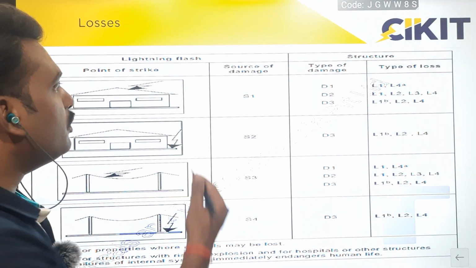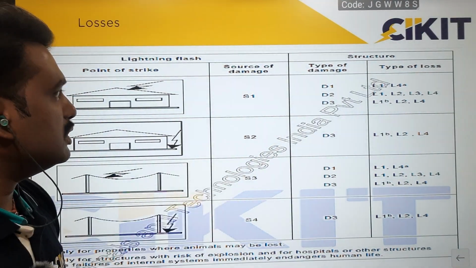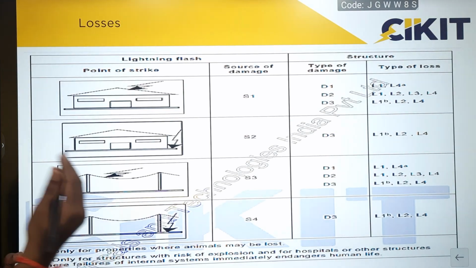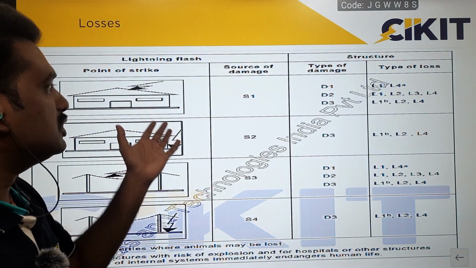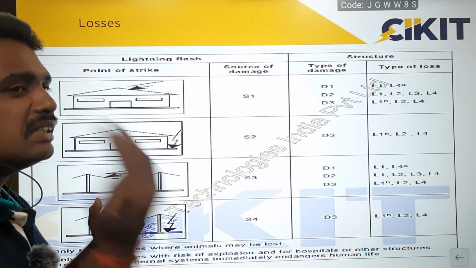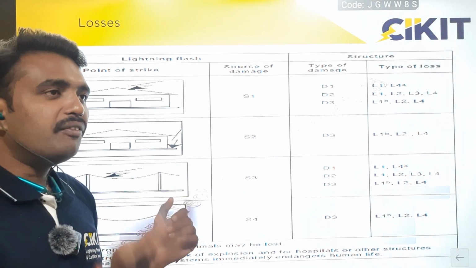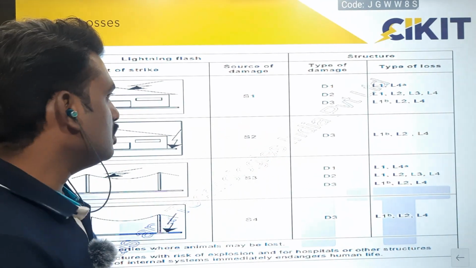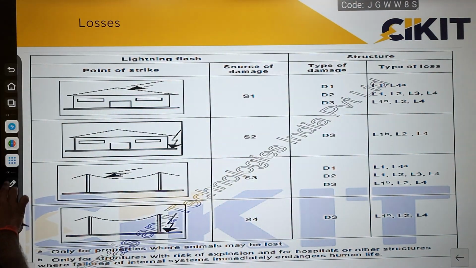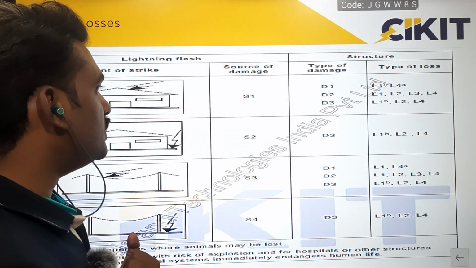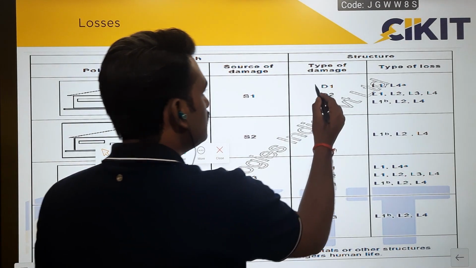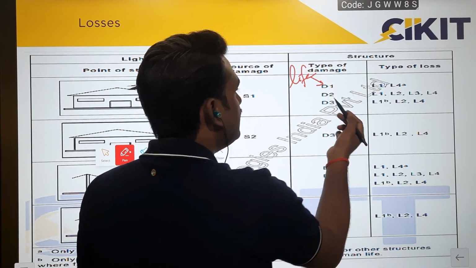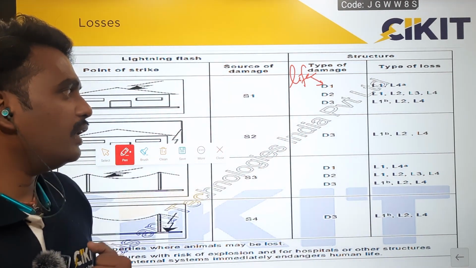This is the mapping between the type of loss and the damages. If you take the sources of damage, the first source, S1, is lightning directly striking the structure to be protected. If lightning directly strikes the structure, it will definitely result in physical damage. Some part of the building will get damaged, so D2 is related to this physical damage. D1 is loss of life, D2 is physical damage, and D3 is equipment failure.